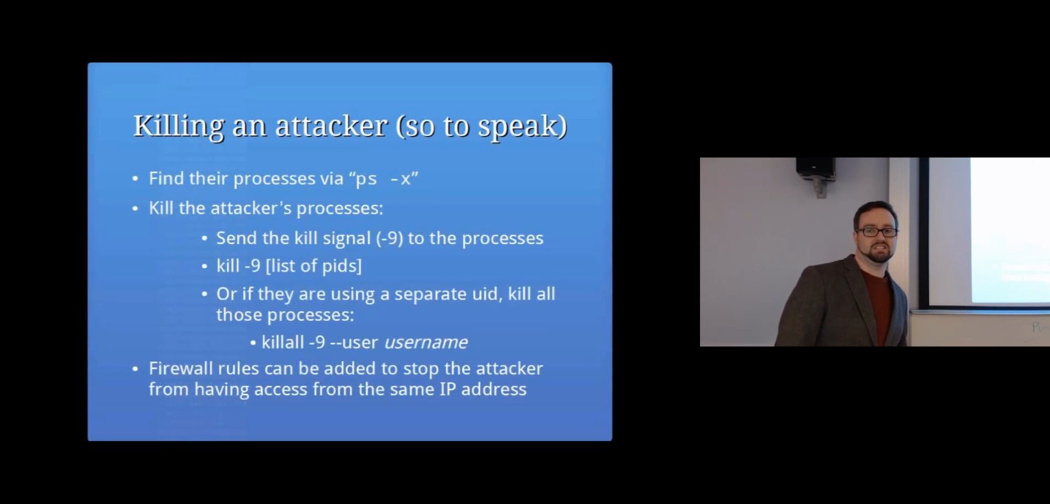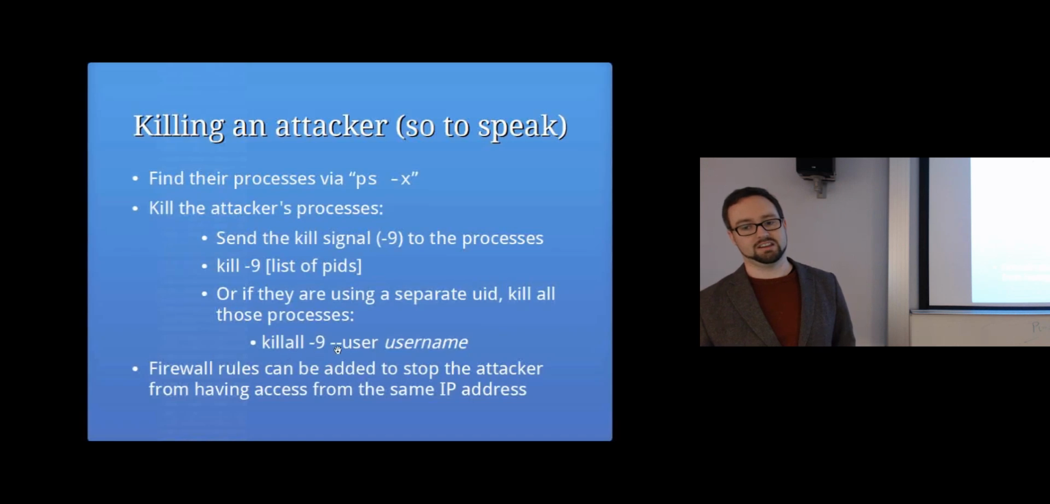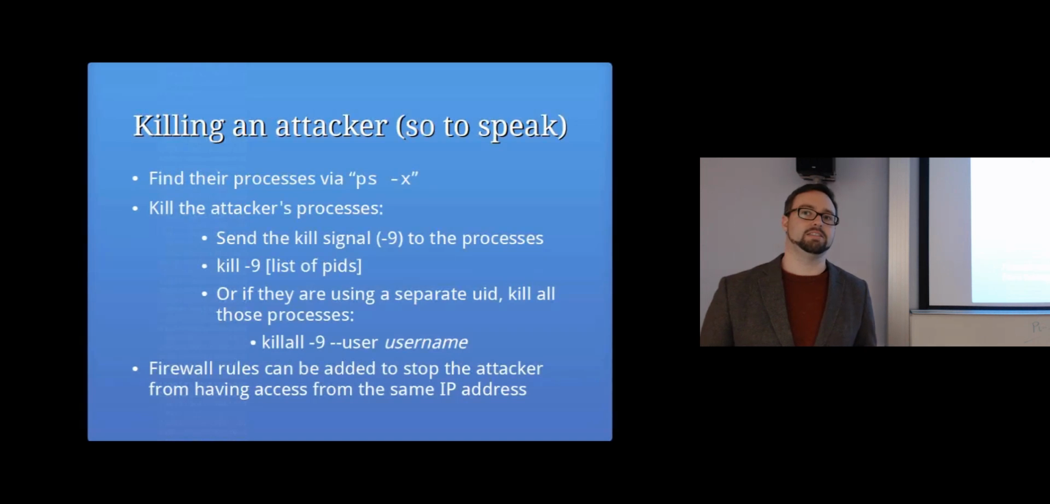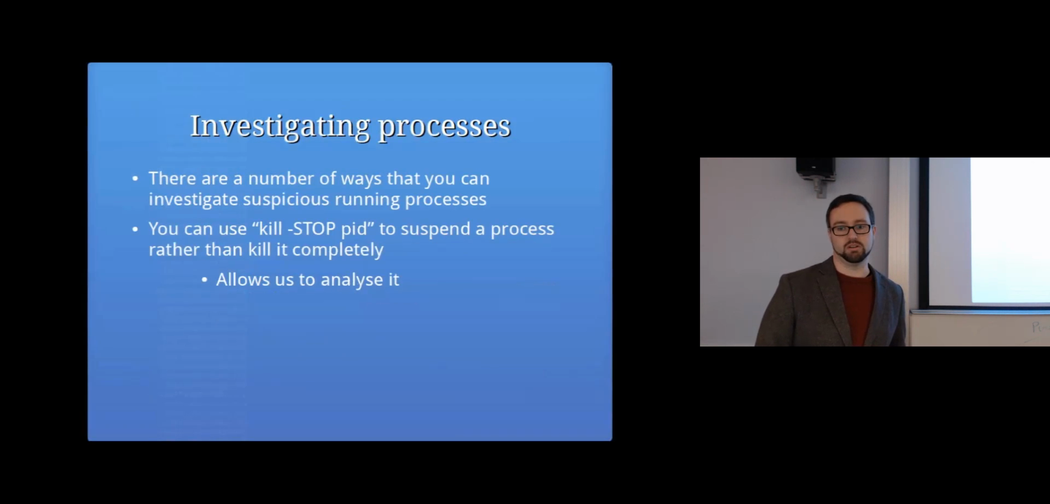You can find which process it is, and then you can send the kill signal to a process, which will kill it off. You can kill all the processes from a particular username with killall -9 --user username, which will kill all their processes. And you might want to set up some firewall rules to stop them from connecting again from that specific IP address, keeping in mind that if they're using a VPN, they just change their IP address by reconnecting to the VPN. But it might give you a little bit of time to recover from what's going on.